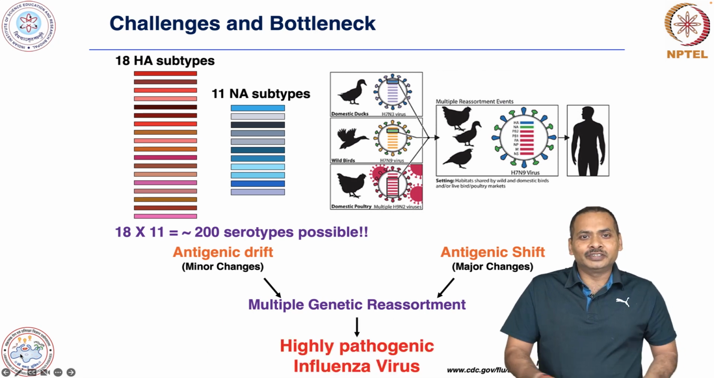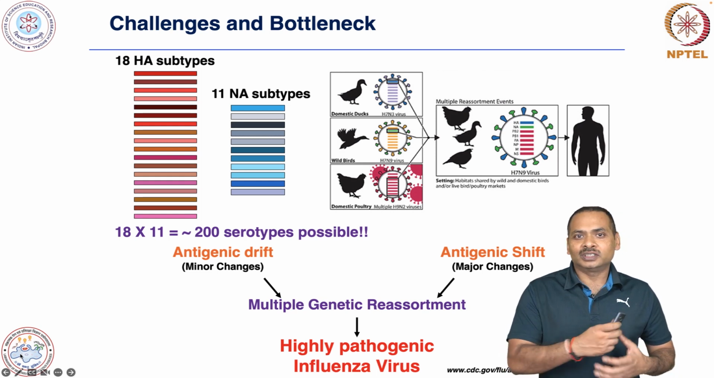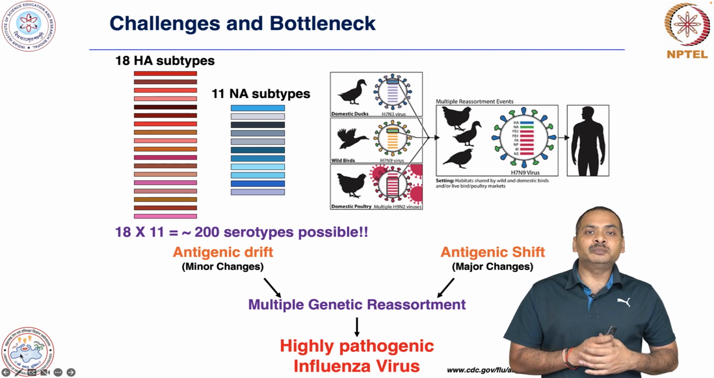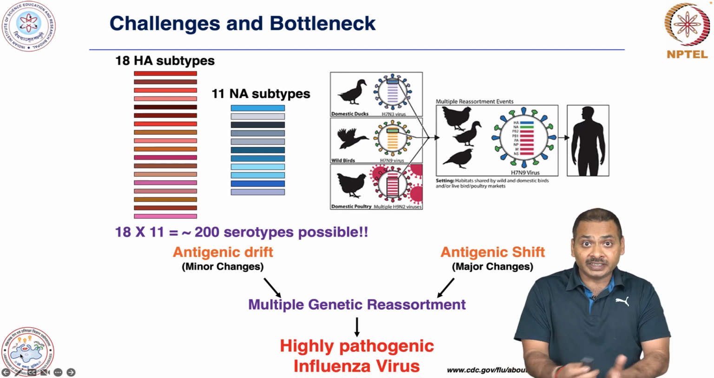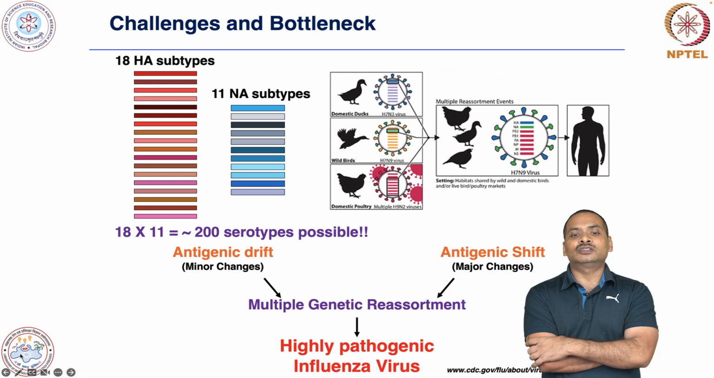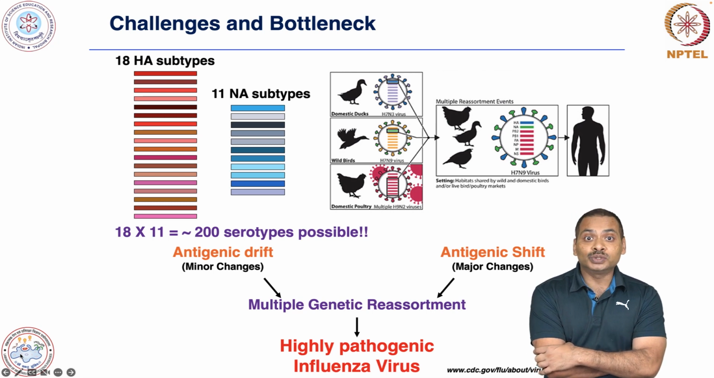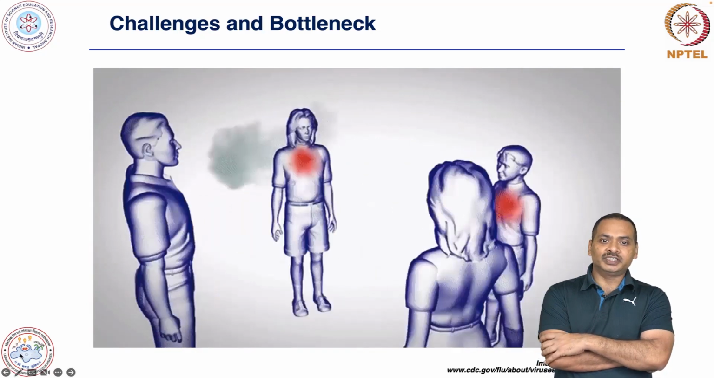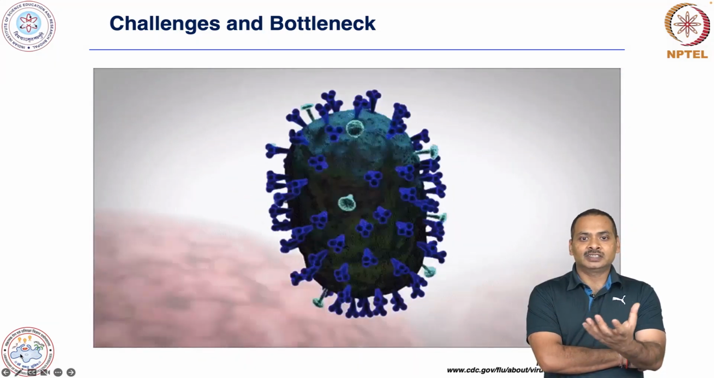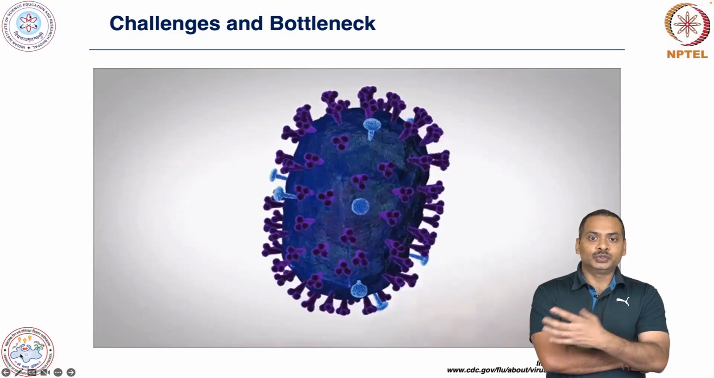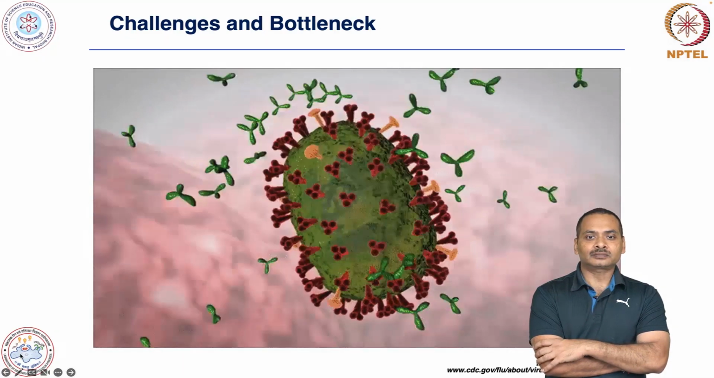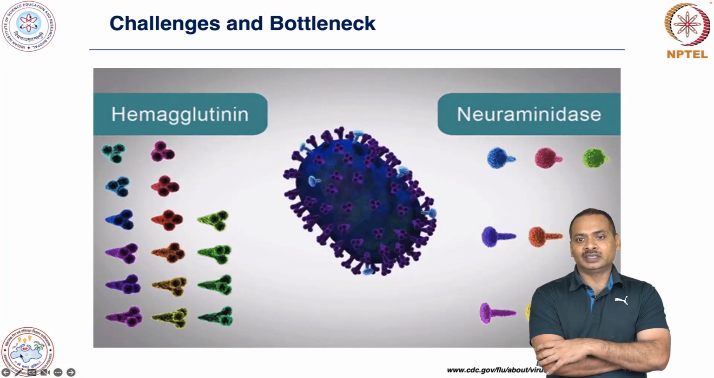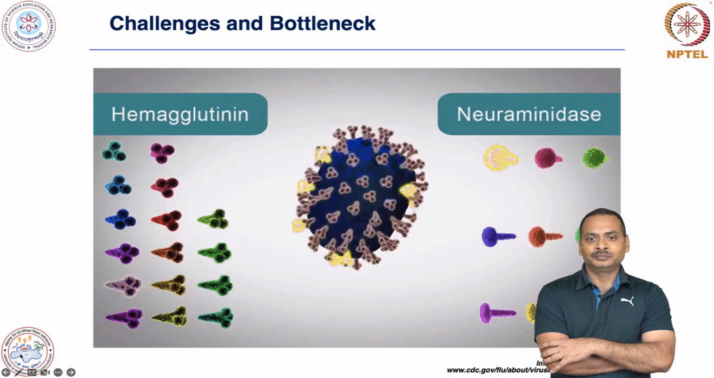So here I am giving you a simple example in order to understand antigenic drift, antigenic shift and multiple genetic reassortment, and all these things can result in the generation of a highly pathogenic influenza virus. Here you can see this short video where there is a creation of a new virus. Here you can see different kinds of viruses came and then they are created.